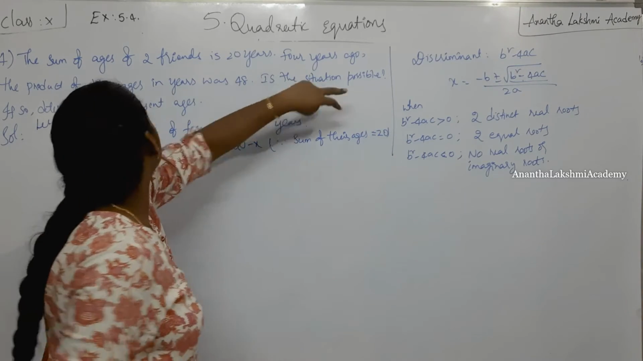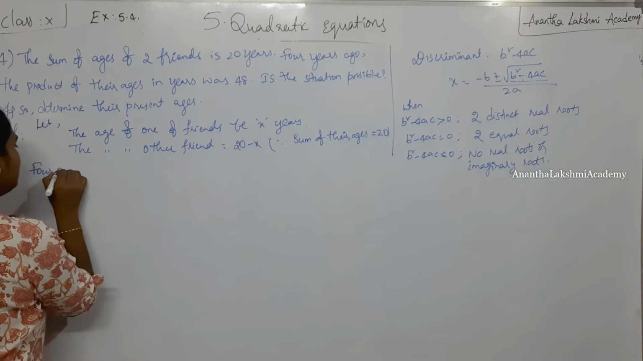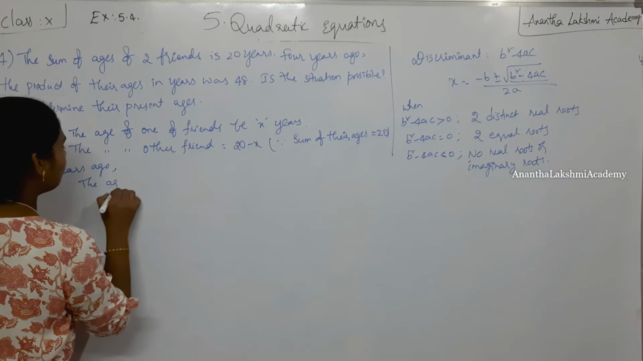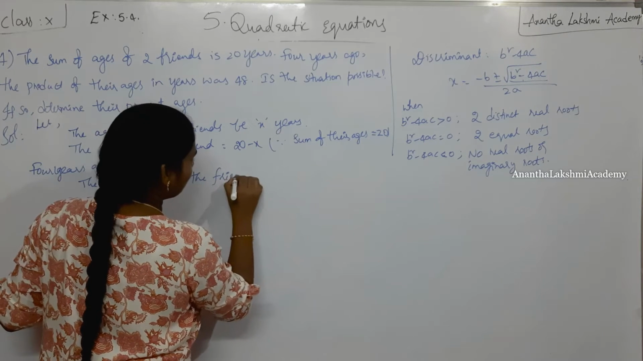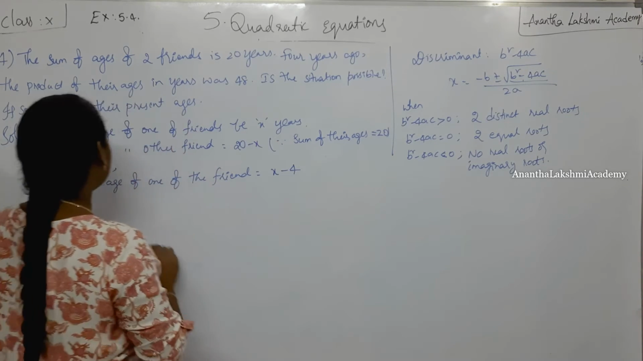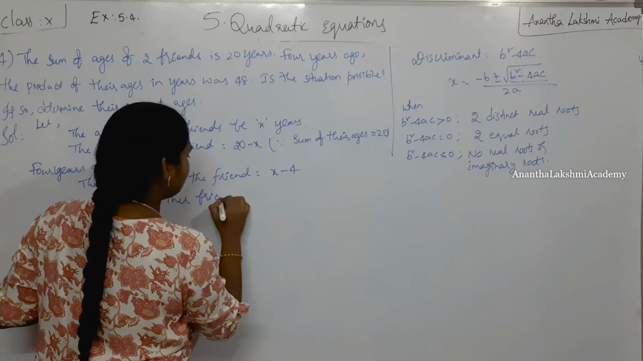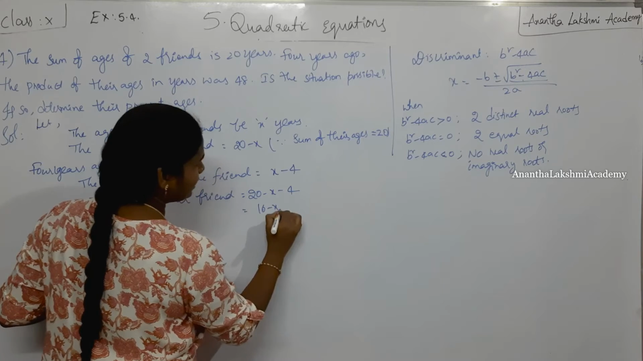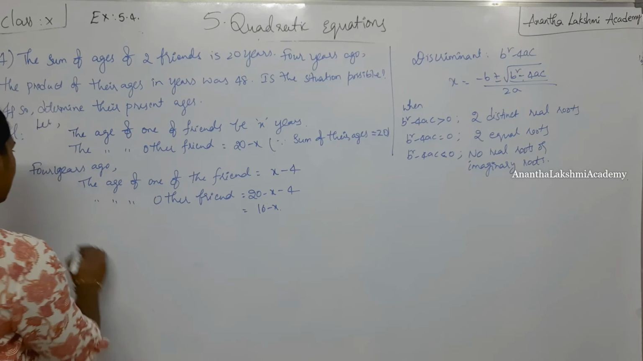Now what is given? Four years ago, the product of their ages. Four years ago, the age of one of the friends is, now that we consider as x, x minus 4. Similarly, the age of the other friend is going to be 20 minus x minus 4, which is nothing but 16 minus x. Now what is given? The product of their ages was 48.